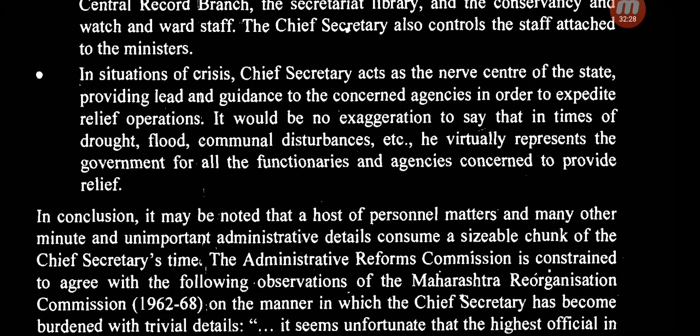In situations of crisis, the Chief Secretary acts as the nerve center of the state, providing lead and guidance to the concerned agencies in order to expedite relief operations. It would be no exaggeration to say that in times of drought, flood, communal disturbances, etc., he virtually represents the government for all the functionaries and agencies concerned to provide relief.